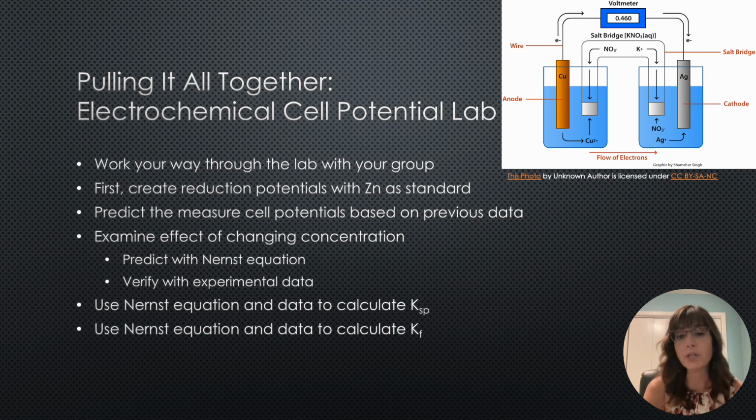In the fourth part, you're going to build a voltaic cell and get the E value, and then use the Nernst equation to ultimately calculate KSP, the solubility product constant. And then in the fifth part, you're going to use the Nernst equation and the E value to calculate the formation constant. And then later on in one of the questions, I'm going to ask you to compare the KSP value and the KF value to what you would normally find in a resource guide. Just how close were you?